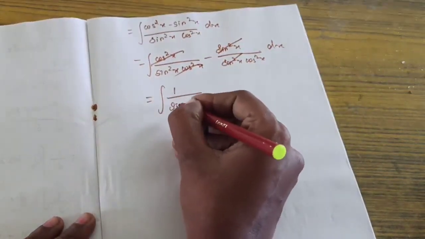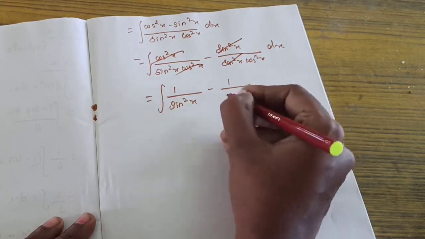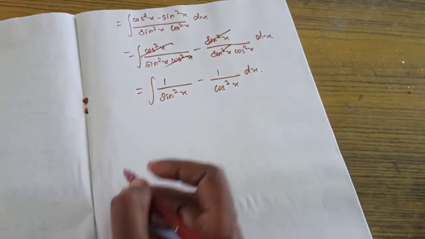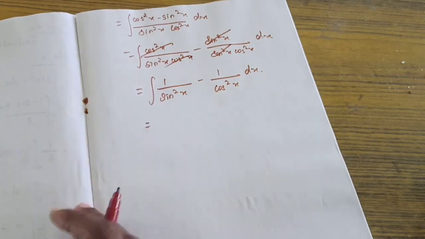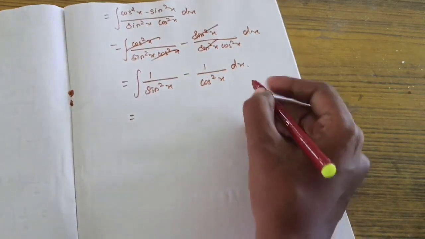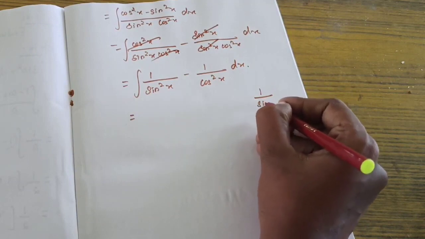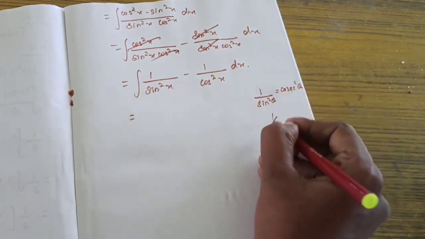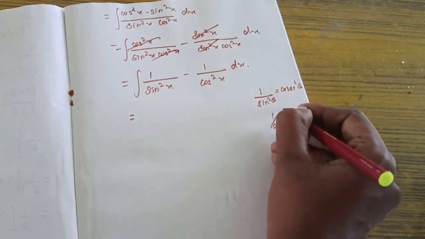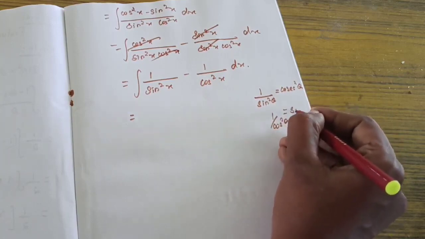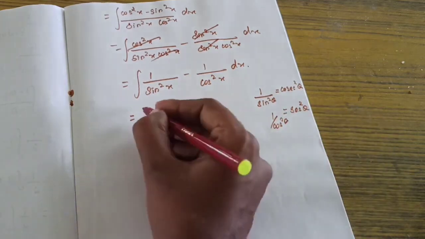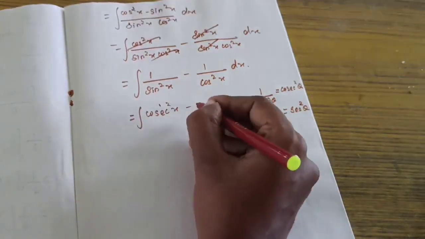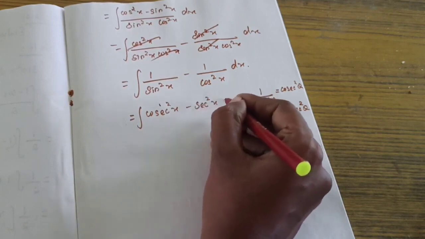Integration of 1 by sin square x minus 1 by cos square x dx. What is 1 by sin square theta? In 10th standard you have learned 1 by sin square theta equals cosecant square theta. What is 1 by cos square theta? It is secant square theta. Do you remember? So we are going to use this. That is cosecant square x minus secant square x dx.